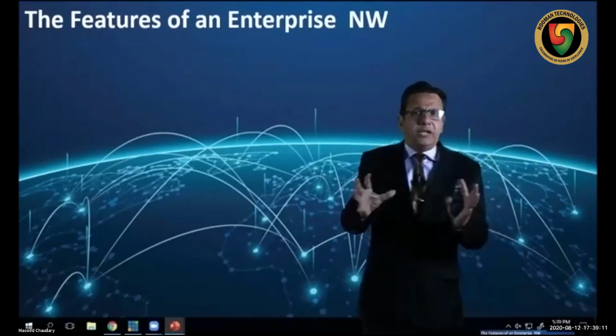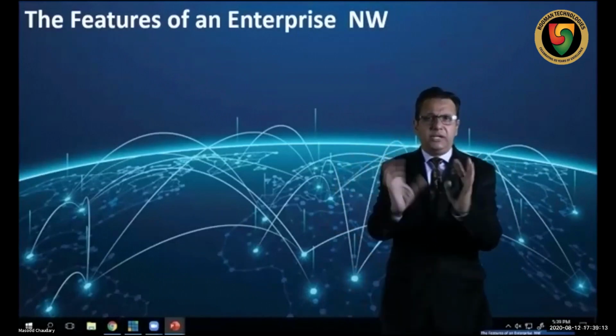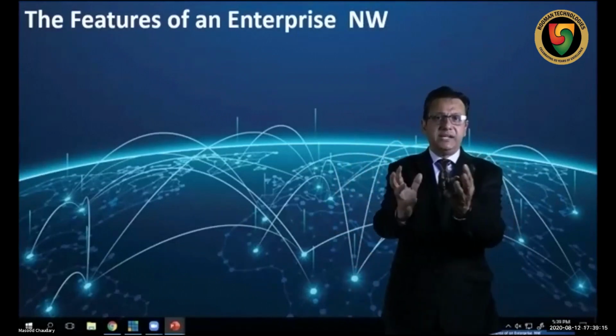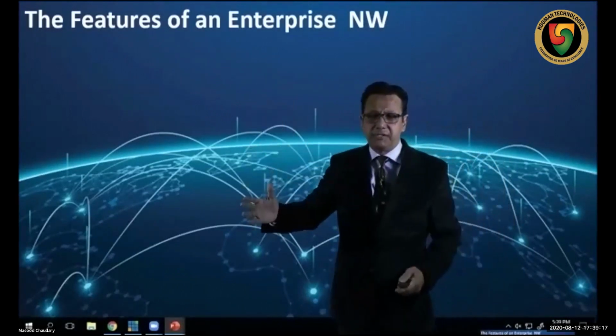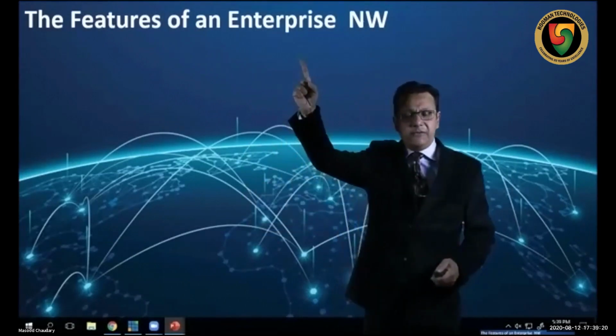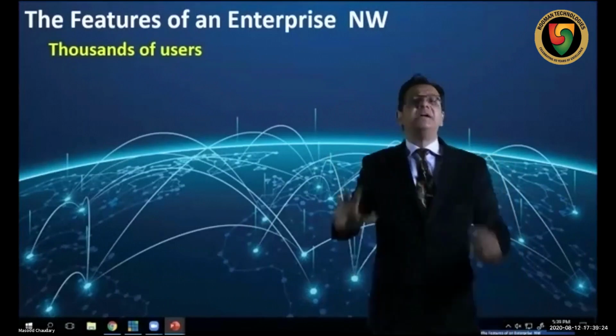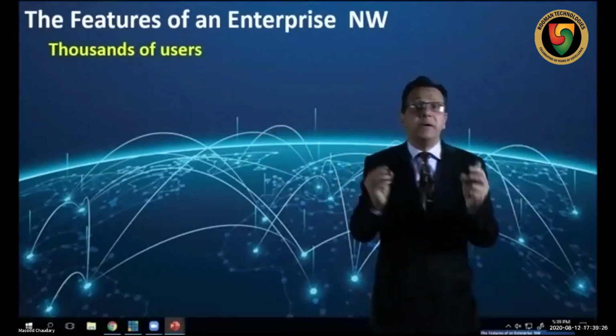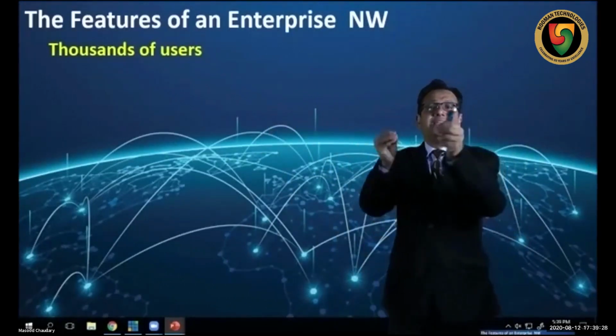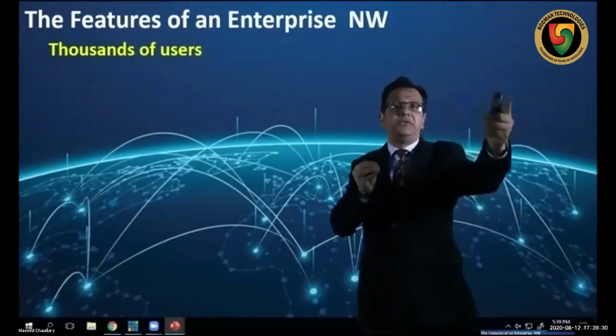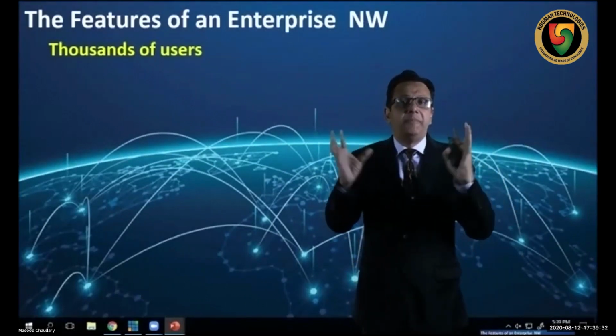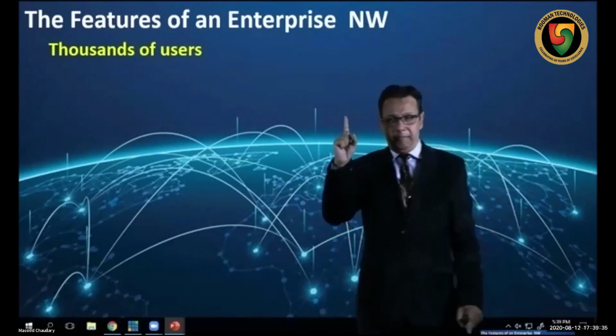See, a normal network, which is confined to maybe one single location, one single campus, does not have these points. But an enterprise network needs to have those points. Let me tell you, the first point is thousands of users. The number of users who will be using that network to transfer data from here to there, there to here, will be in the thousands, number one.